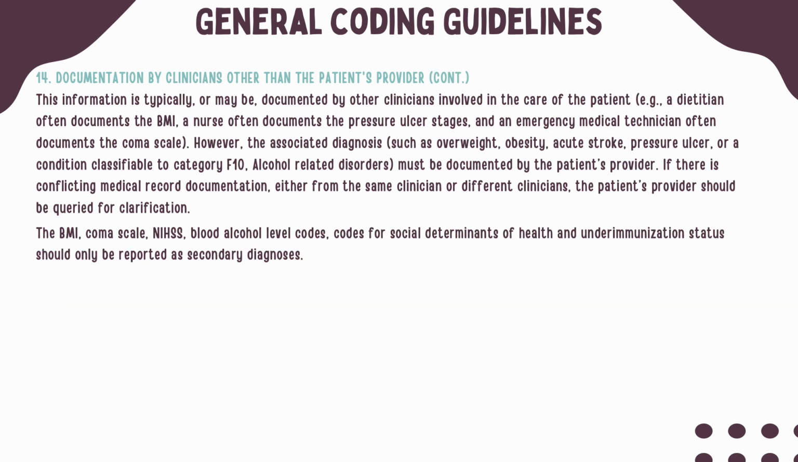For example, if the provider documents obesity or morbid obesity, the BMI can be coded from the vitals that are recorded by the clinician. Also, if the provider documents that an ulcer is present on the leg, the stage of that pressure ulcer can be coded from the clinical documentation. The codes used for additional information should always be reported as your secondary diagnosis, and the condition reported by the provider should be your first listed.